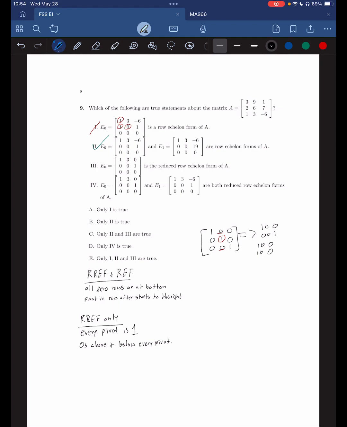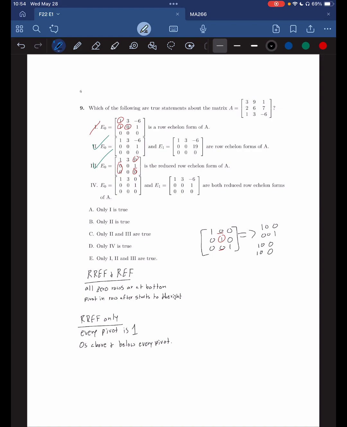E naught is the reduced row echelon form of A. So RREF, all zeros are at the bottom. The pivot in the next row starts to the right of the first pivot. Yes, there's pivot 1, here's our pivot 2, and it starts to the right. Every pivot is 1. Yep. And there are zeros above and below every pivot. So there's zeros here, 0 here, 0 here. So 3 is also true.